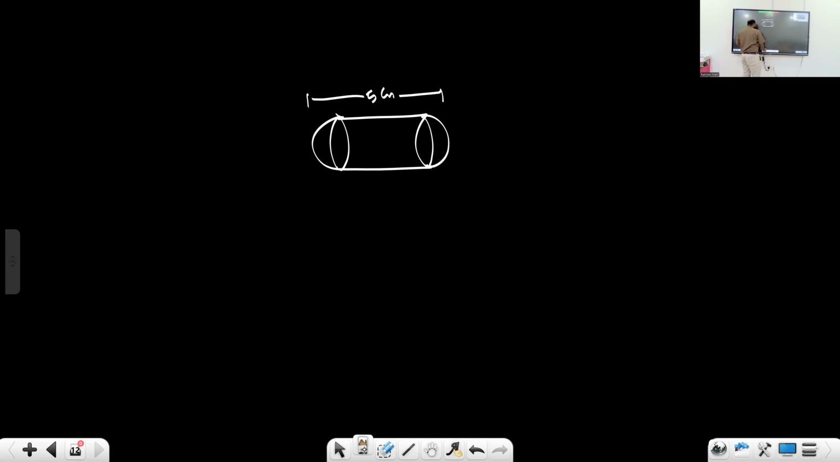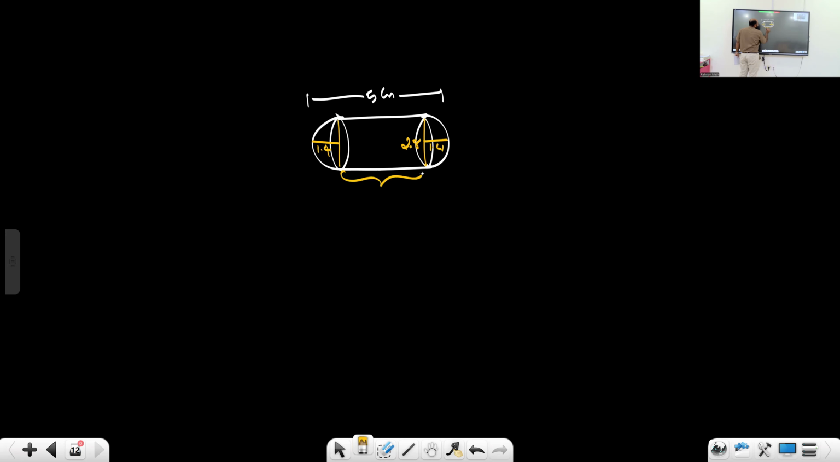A gulab jamun contains sugar syrup, and the gulab jamun shape is given. There is a cylinder with a hemispherical end on both sides. A. Draw the diagram. Total length is given 5 centimeter, and the diameter is given 2.8. The diameter 2.8 means radius how much? This is the radius. This is also radius.